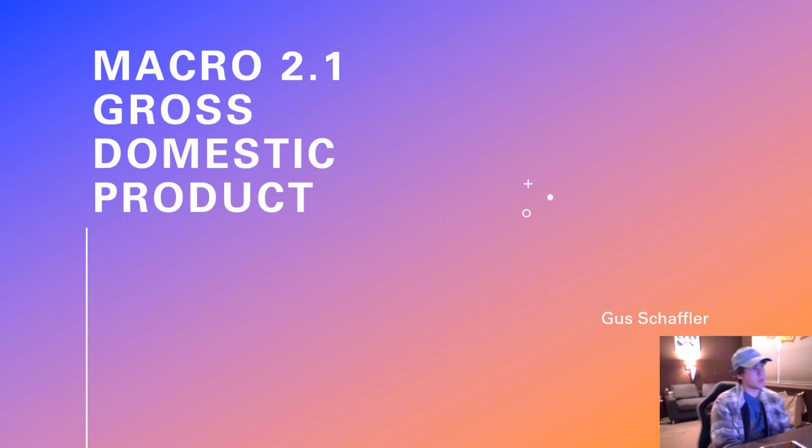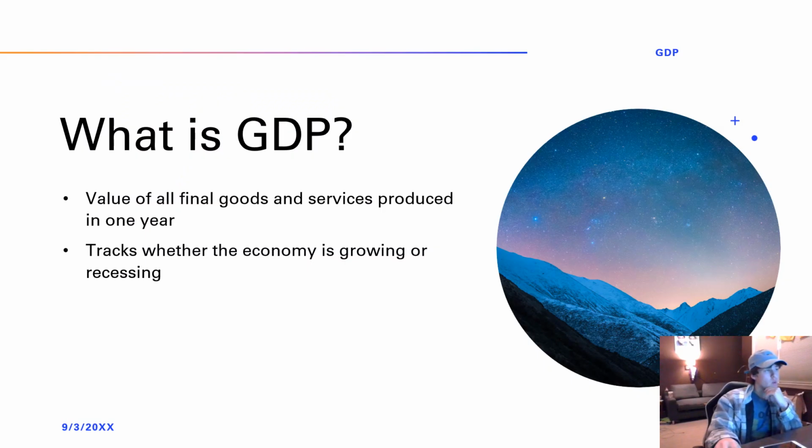All right, this is macro unit 2.1, gross domestic product. Okay, so what is GDP? GDP is the final value of all goods and services produced in a country in a period of 1 year. And economists use this to track if the economy in that country is in growth, a recession, or stagnant.